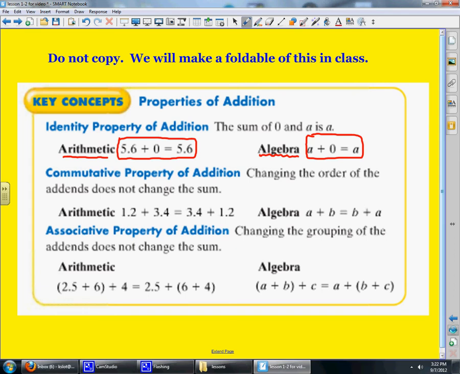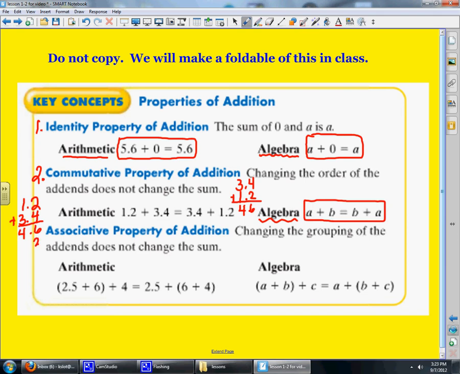The next property, property number 2, is the commutative property of addition. And what that says is you can change the order of the numbers that you're adding and it doesn't change the sum. So if we look at this, we have 1.2 plus 3.4, which gives us 4.6. But now if we add them the other way, 3.4 plus 1.2, we still get 4.6. So it doesn't matter which way you add the numbers, you're still going to get the same answer. The algebraic way of saying that is a plus b is the same as b plus a. So you can flip the order that you add numbers.